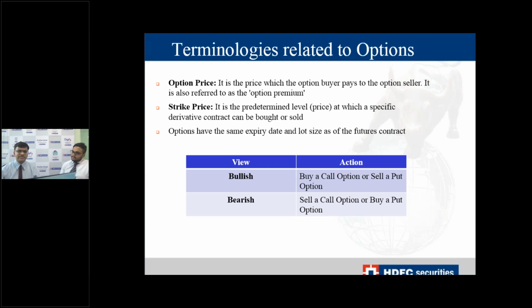So options have the same expiry date as the futures and also the same lot size. If you have a bullish view, you should be buying a call option, or you can also sell a put option. If you have a bearish view on the market, then you are recommended to buy a put option, or you can sell a call option.